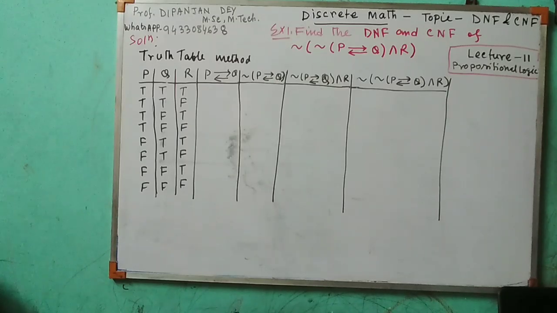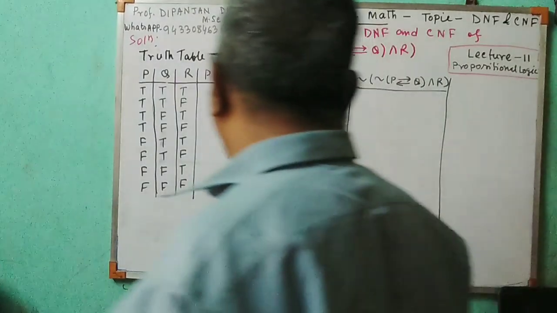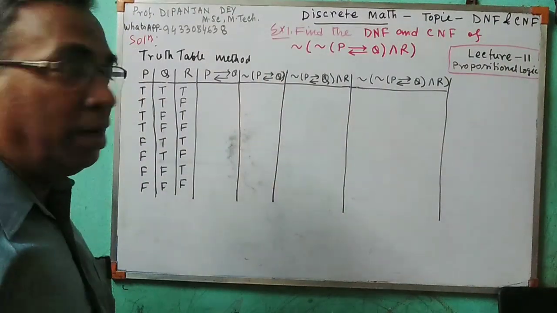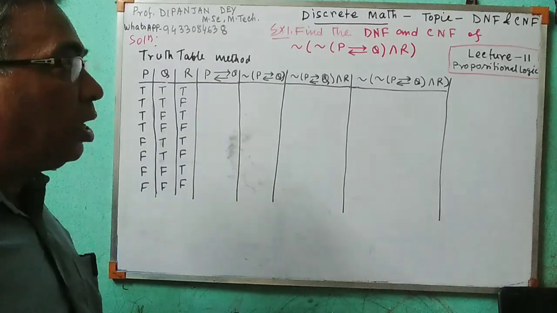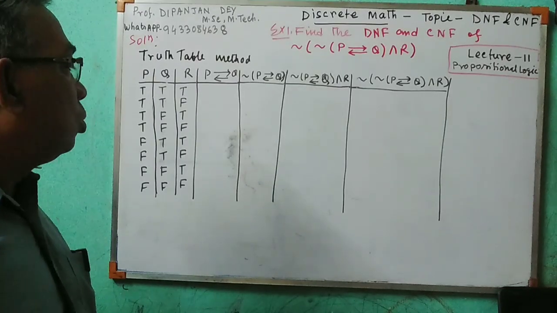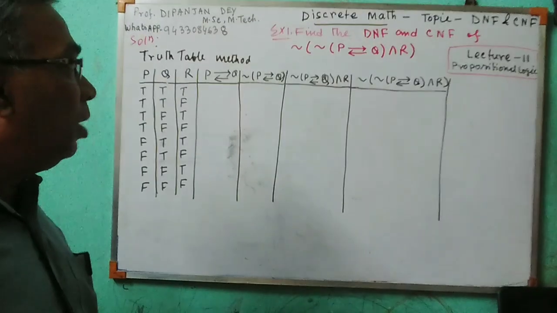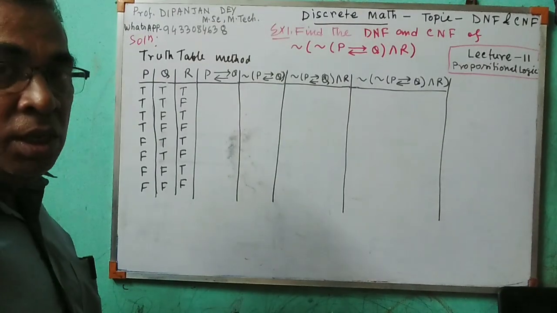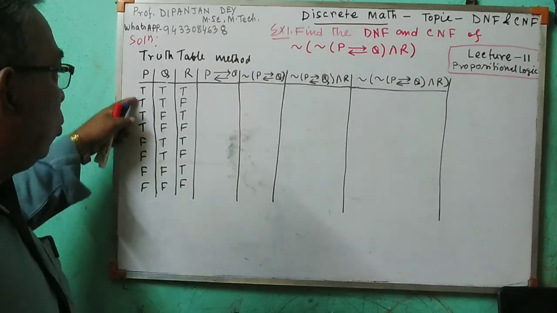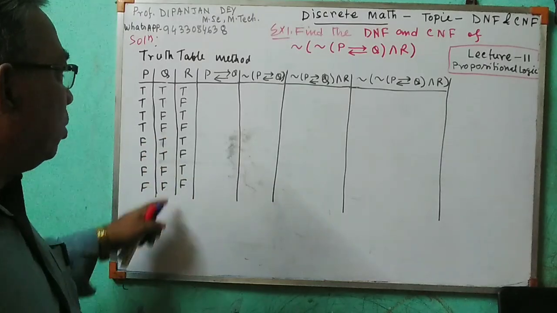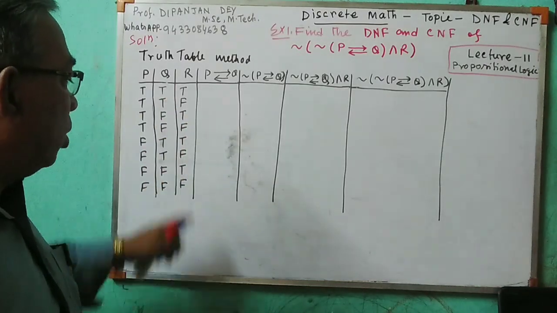Find the DNF and CNF of this expression. Here you see P, Q, R is there. How many propositions are there? P, Q, R. So there are 3 propositions, that is 3 unknown variables, P, Q, R. So 2 to the power 3, that is 8. So I have taken 4 true and 4 false. Then 2 true, 2 false, 2 true, 2 false. Then alternating true, false.